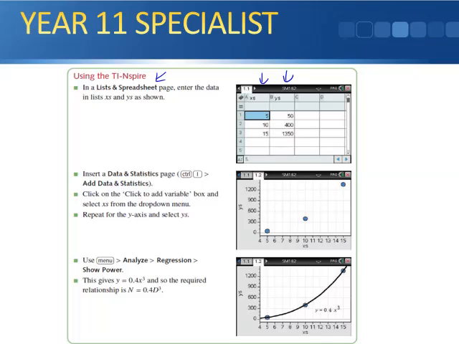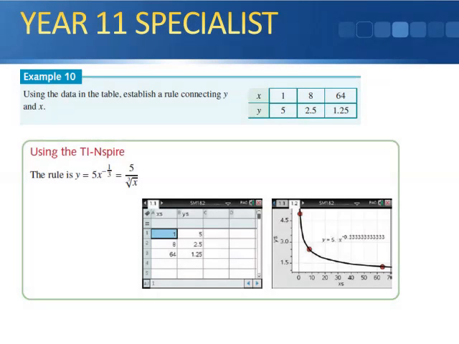Then we're going to go to the stats page, okay, and we're going to create a scatter plot, and then we're going to go menu, analyze regression, show the power, and that will give us the rule that we are after. Example 10, using the data in the table, establish a rule connecting Y and X. So again, we do the same thing. Go list and spreadsheets, enter in our data, create our scatter plot, and we get our rule there showing.